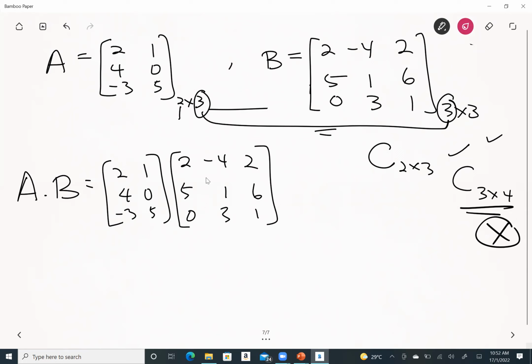Betul kita ni? Every row multiplied to each column. Betul ke tak betul? Cuba cek balik. Betul ke tak betul saya buat? 2 by 3. Ini bukan 2 by 3. Ini berapa ni? What is the size of matrix A?